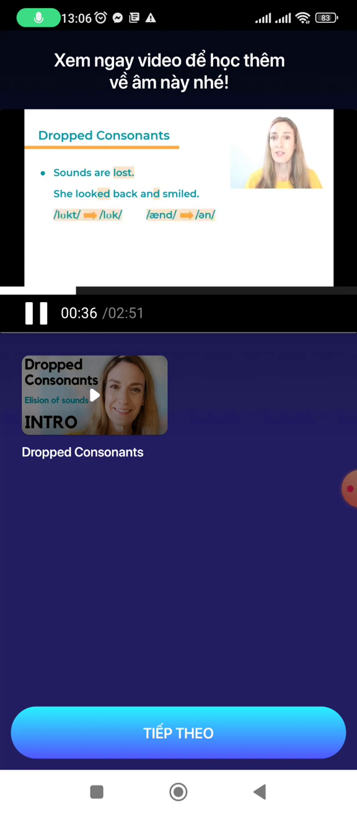The word looked loses its final consonant sound t. Look back. Look back. The connector and also loses its final consonant d. N. And smiled. And smiled.